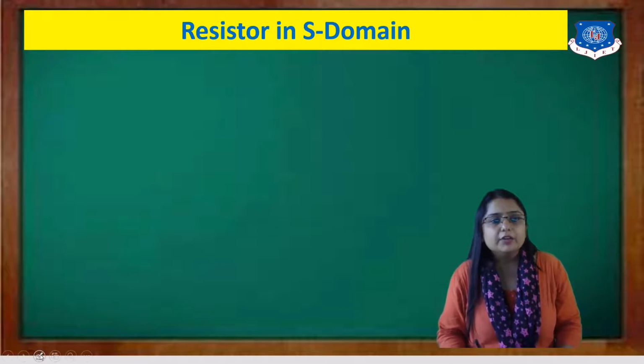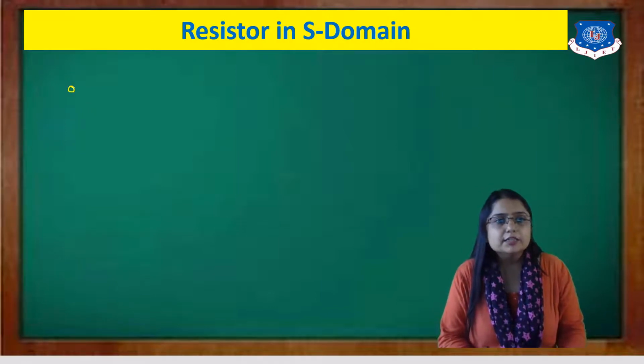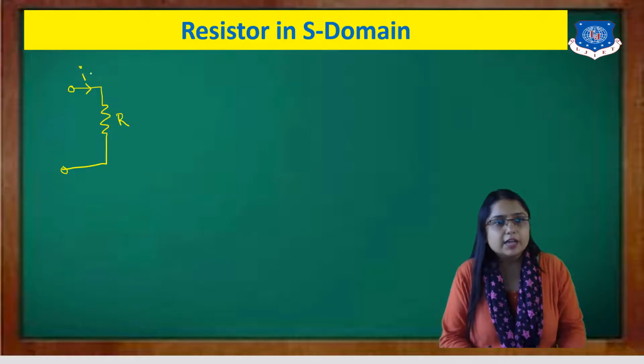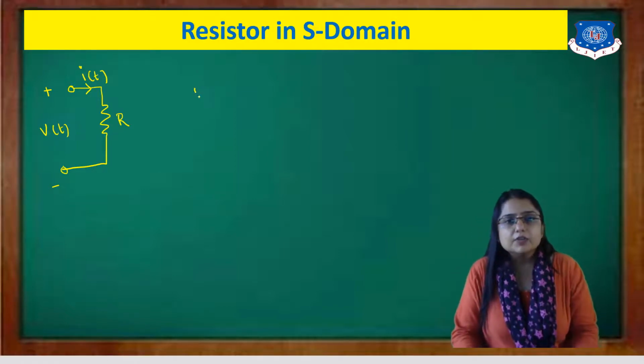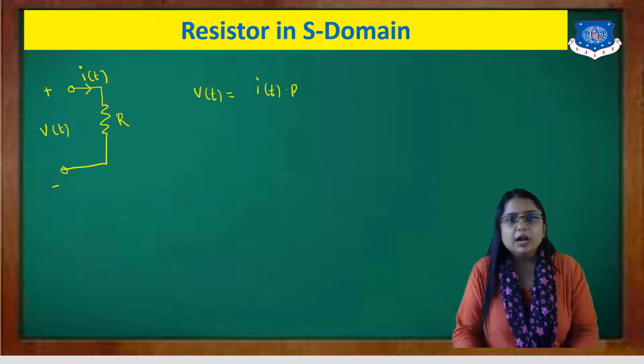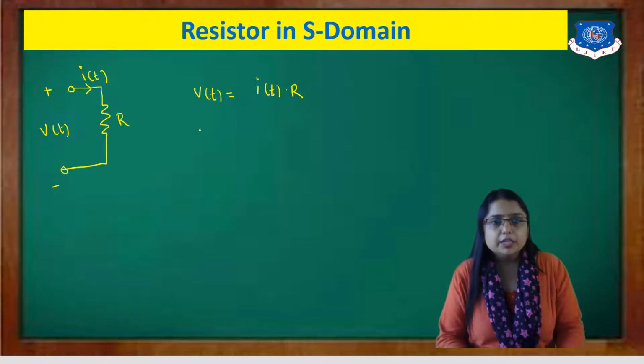Because we know that whenever we want to do circuit analysis, we have to convert all these elements into the S domain. So for that, just consider one resistor R. And I'm saying the current is I of t and the voltage is V of t. Now if I want to write down the equation, V of t equals I of t into R, because V equals IR. Now just convert this into the S domain, or you can say take the Laplace.